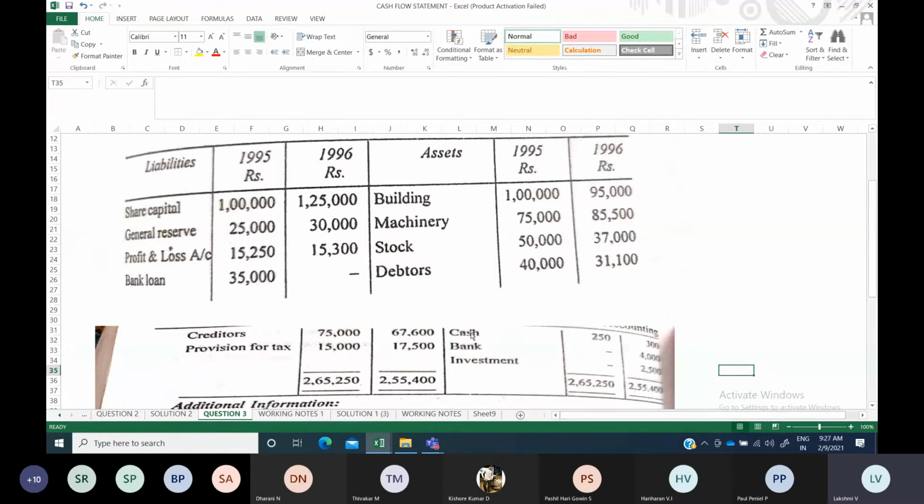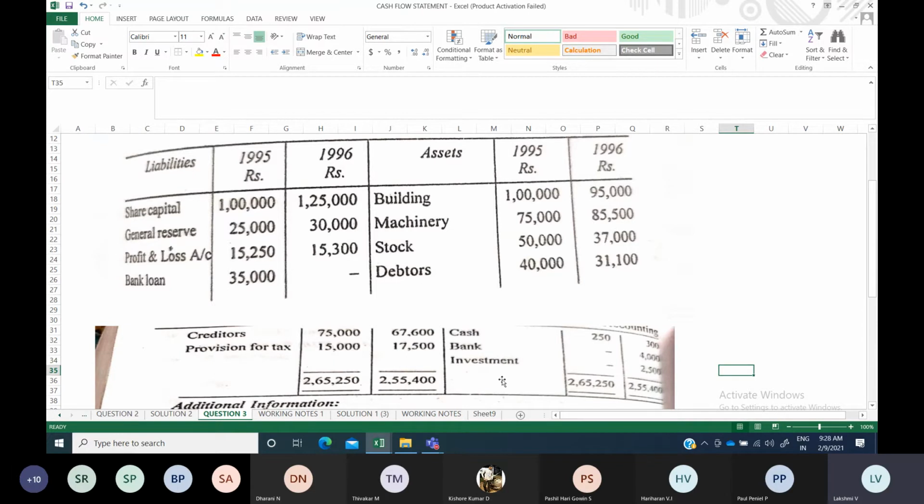While preparing your cash flow statement, not for the fund flow but for the cash flow statement, you should not take this cash and bank. As per Accounting Standard 3, only at the end you will be taking the cash and bank balance. So stock and debtors only you have to take as current assets. Investment, if they are mentioning it as trade investment or short term investment, in that situation you will take it as a current asset.